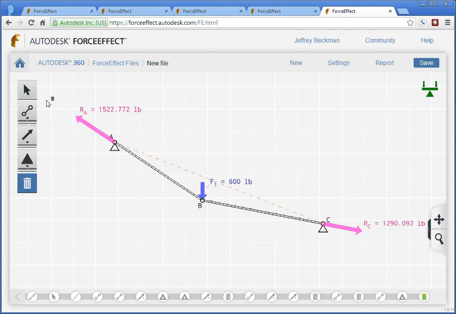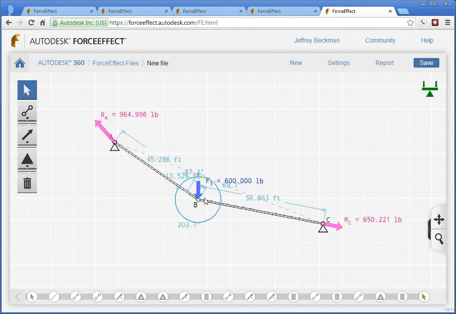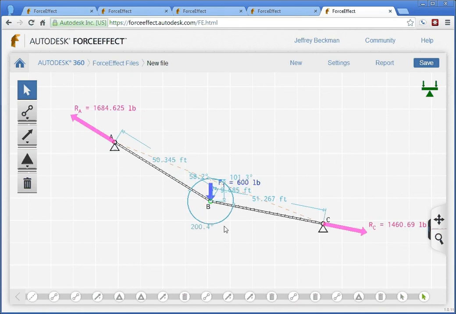But anyway, this is a neat little tool. If you want to go to this website, forceeffect.autodesk.com, it's free. You can sign up if you want, like I did here. But you can draw your systems in and move them around and see what the forces do. And it's a pretty handy way to just get a feel for what's going to happen with your rope systems.